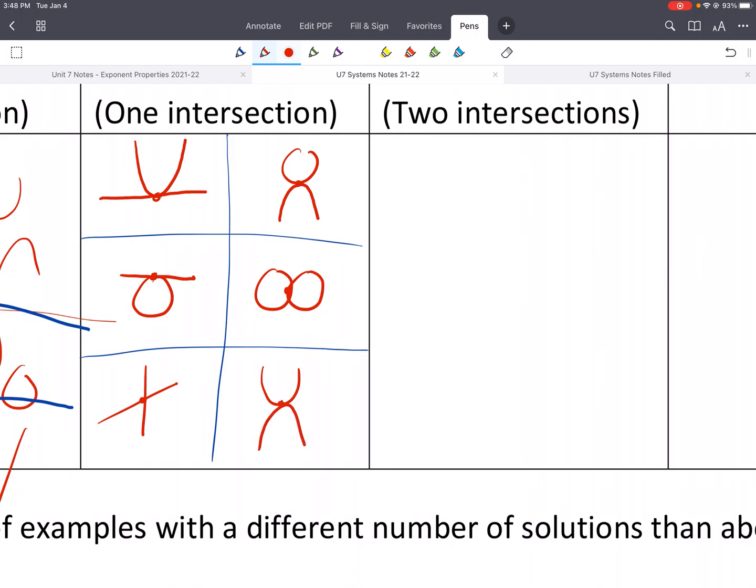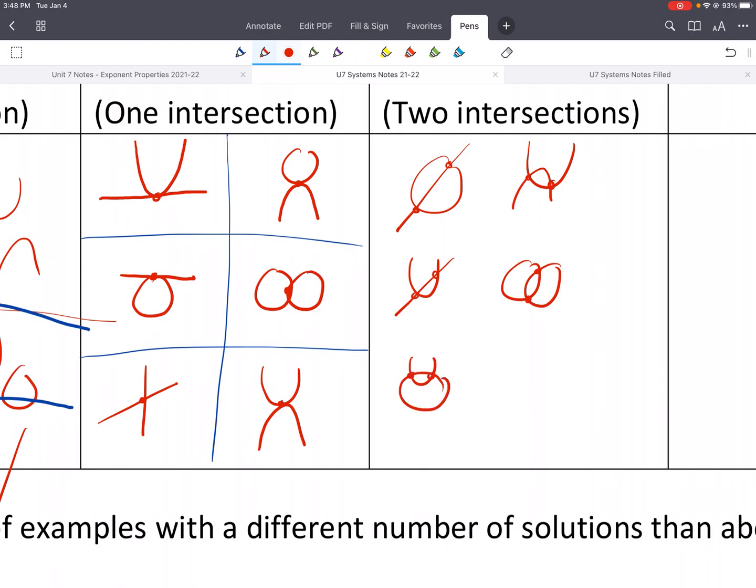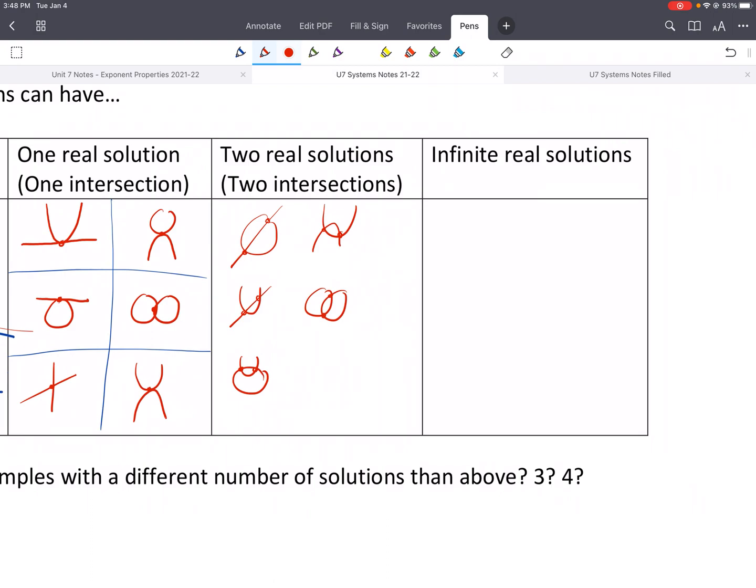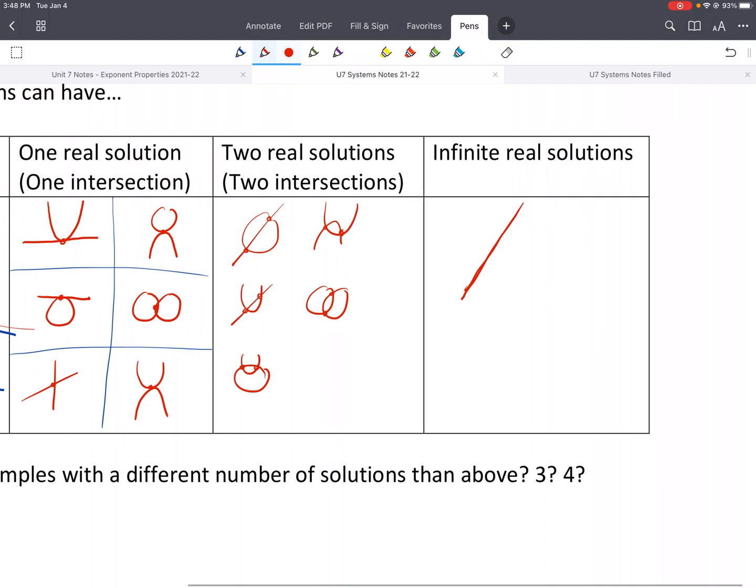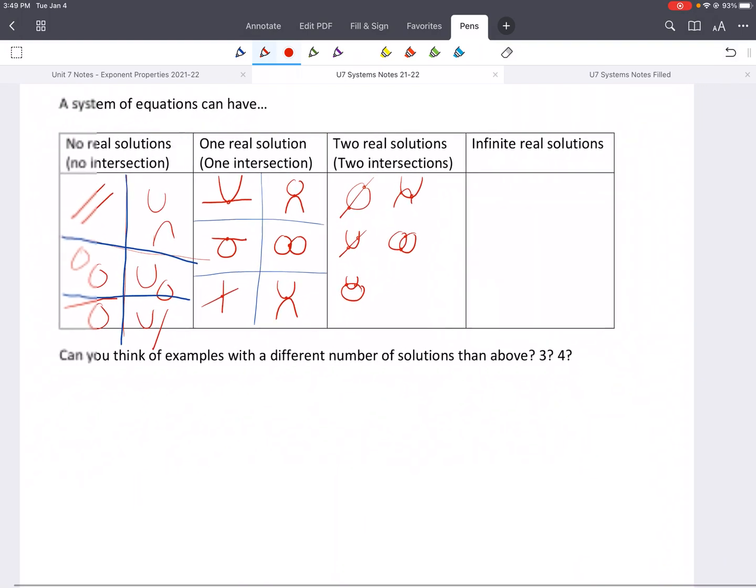So lots of choices. 2 solutions could be something like a circle and a line that cross. So here it crosses twice. A quadratic and a quadratic. A quadratic and a line. 2 circles. A quadratic and a circle. Okay, so those are all good examples. Infinite solutions would be things where we have lines that are on top of each other. So like a line on top of a line. Now, that's not very exciting. Or a circle on top of a circle. So they're just the exact same equations. Those have infinite solutions.